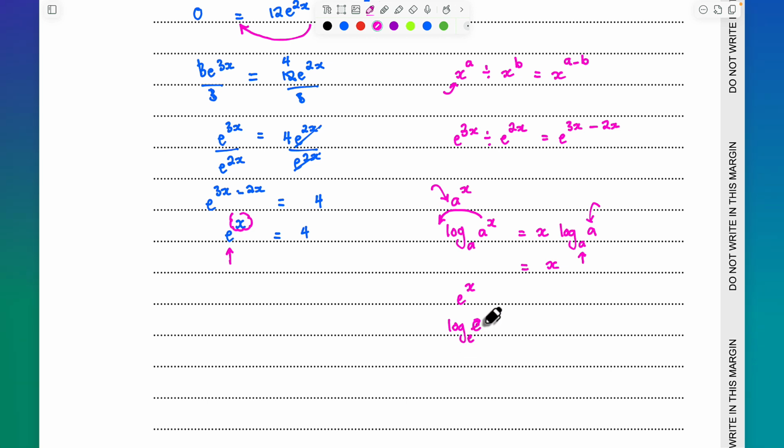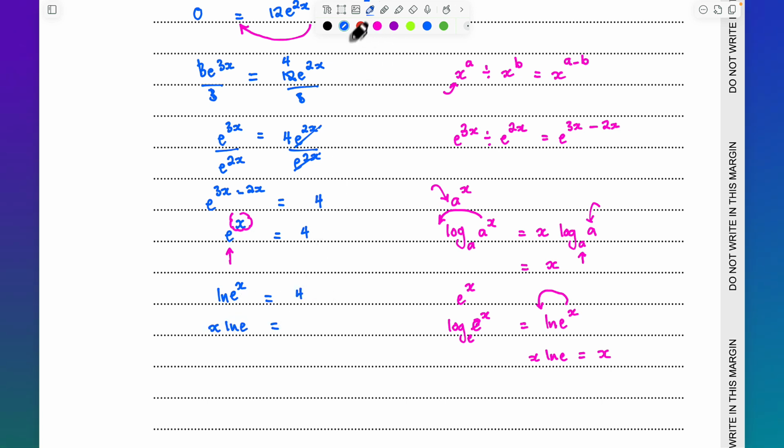Sorry, I'm getting tongue-tied there. Now the question is, what's log base e? Log base e is what we call ln. So ln of e to the power of x. This exact same thing is going to apply here, where x is going to come all the way down, to make it x ln e, and then ln e is actually going to be equal to 1. So this simplifies to x. So you may have heard that as long as you apply ln to both sides, the natural logarithm of e to the x is going to be x ln e.